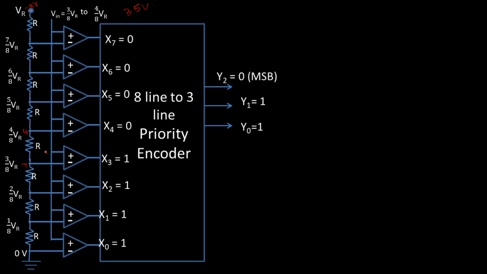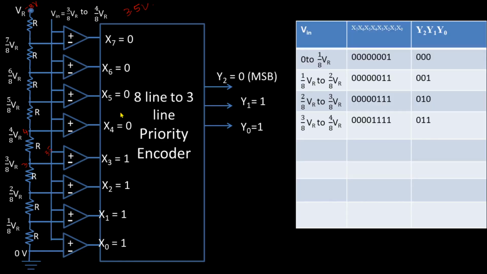So up to this op amp, this input voltage or voltage at the positive terminal is greater than the voltage at the negative terminal. So these op amp outputs are plus V sat or logic 1, and the inputs of this priority encoder are 0 0 0 0. These op amp outputs are zeros, and the remaining op amp outputs are ones. So that priority encoder output gives us 0 1 1.